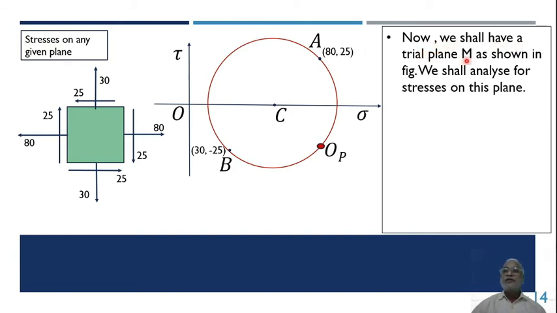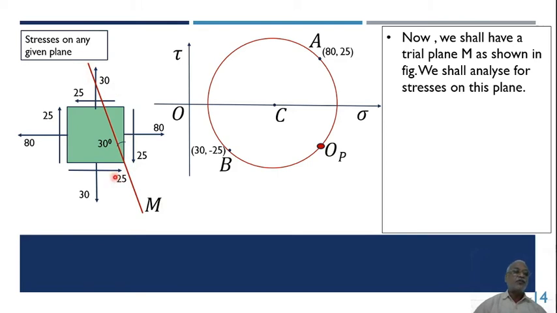Now we shall have a trial plane M as shown in the figure. We shall analyze the stresses on this plane. Okay, now where is that plane? That is the plane, right? So I have called the plane or the line M, making an angle of 30 degrees with the horizontal, with the vertical as shown.